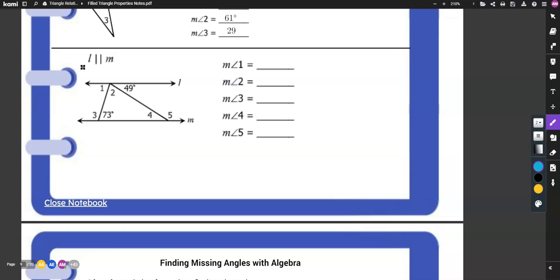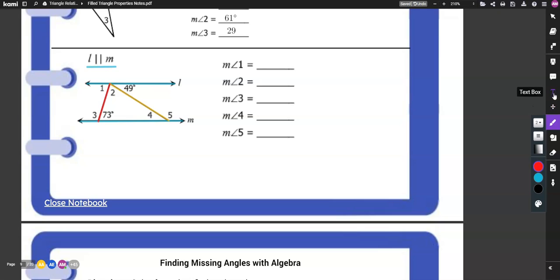On the next problem, we're given that line L is parallel to line M. So the first thing I'm going to do is highlight the two lines that are parallel in one color. And then I'm going to highlight one of the transversals. We have a triangle between these. I'm going to highlight one of the transversals as a yellow line. And then I'm going to do a different color for the other transversal.